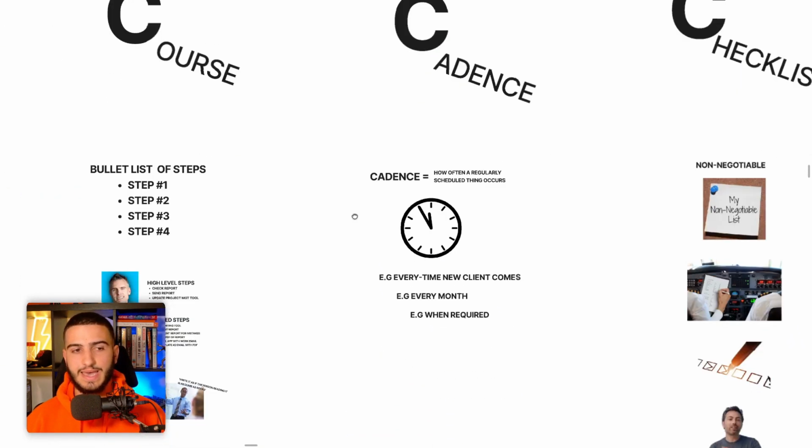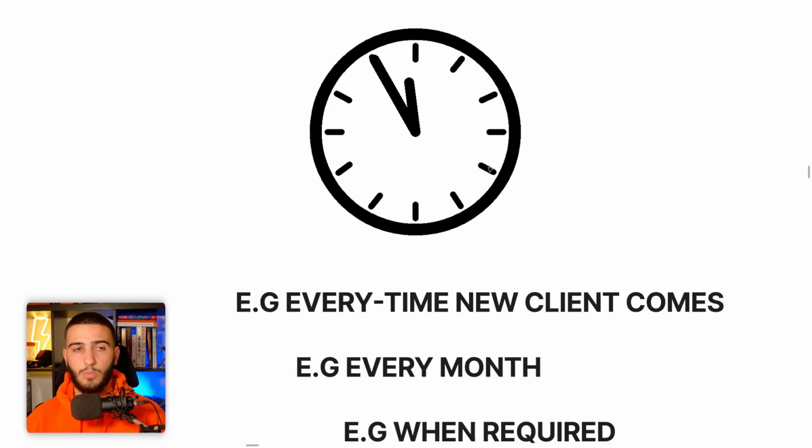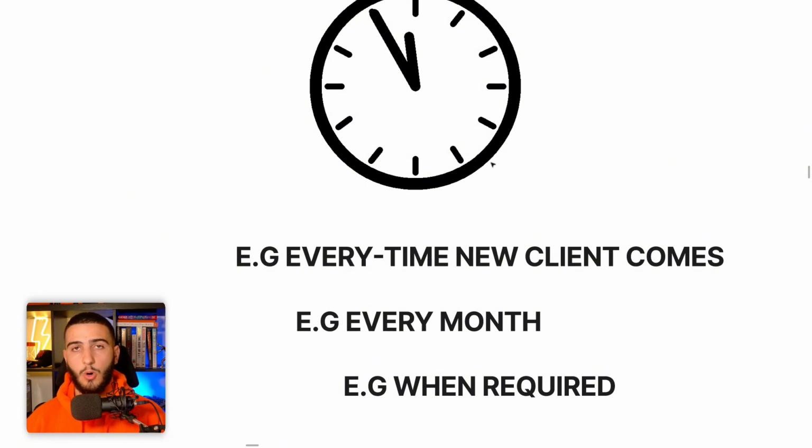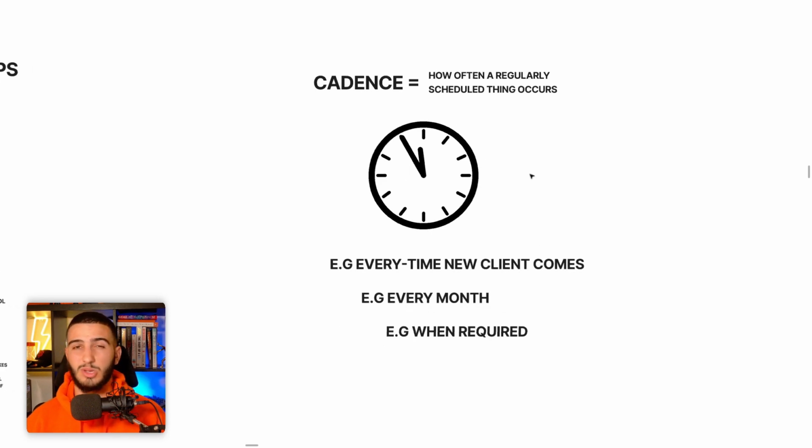The next C is cadence. Now, cadence is just a fancy word which basically means how often a regularly scheduled thing occurs. So for example, you want to set a cadence on an SOP for how often this can actually be done. So this can be, for example, every time a new client is onboarded, or once a month, or just when it's required. In my YouTube example, the cadence was whenever a video is ready to upload.